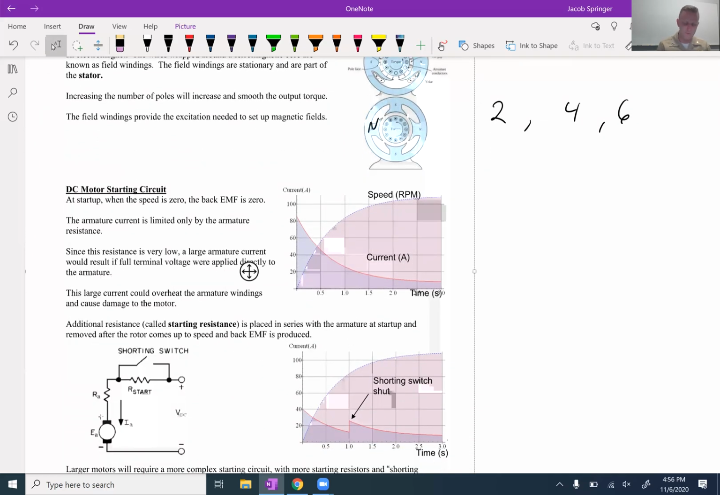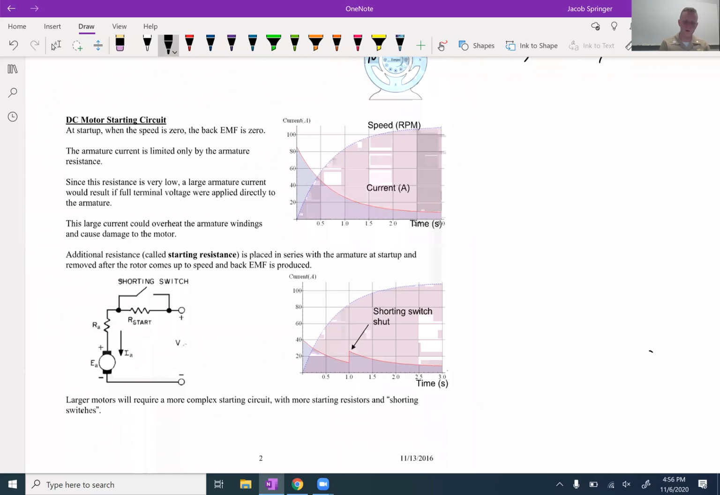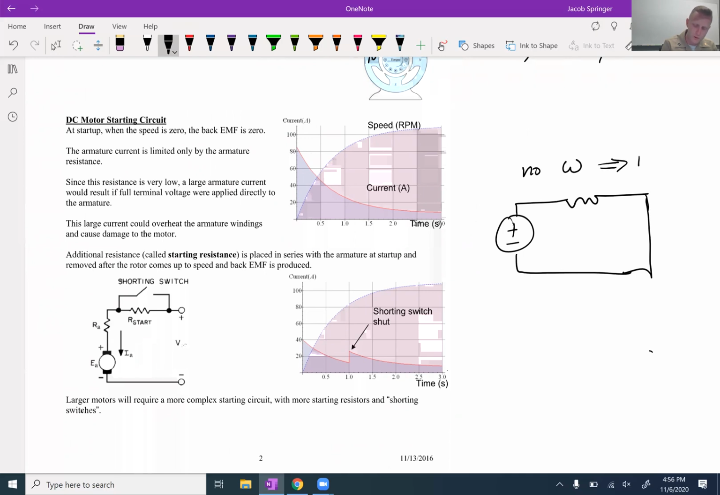This right here, if you want to read it, it's a discussion of the fact that whenever I have my little circuit, here's my initial circuit. Well, if I have no movement, then I have no back EMF. No omega means there's no EA, right? And if there's no EA, then it's not opposing it. This EA would be a dependent voltage source dependent upon angular velocity, rotational speed, same thing, omega. And so all that's stopping it is R.